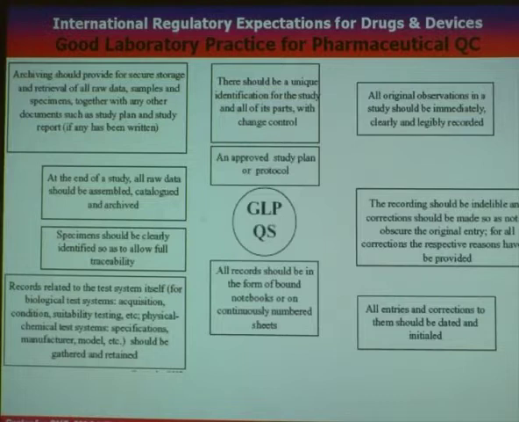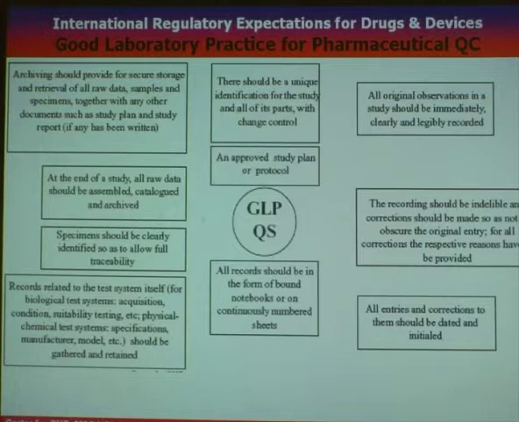First, you have an approved study plan or protocol. There should be a unique identification for the study and all of its parts with change control. All original observations in a study should be immediately, clearly, and legibly recorded. The recording should be indelible and corrections should be made so as not to obscure the original entry. For all corrections, the respective reasons have to be provided. All entries and corrections to them should be dated and initialed.